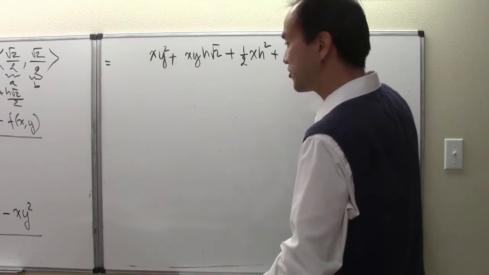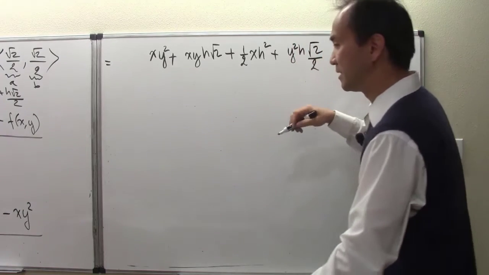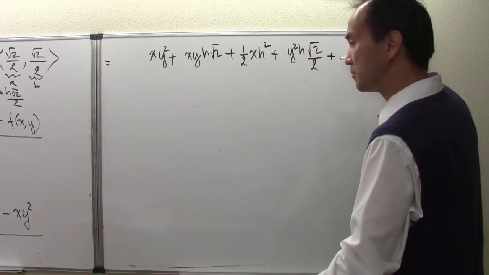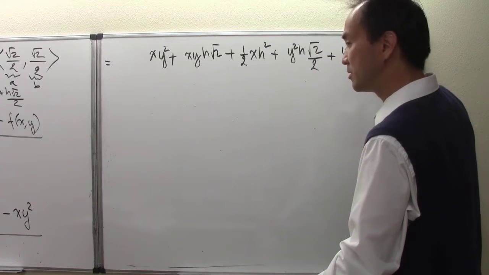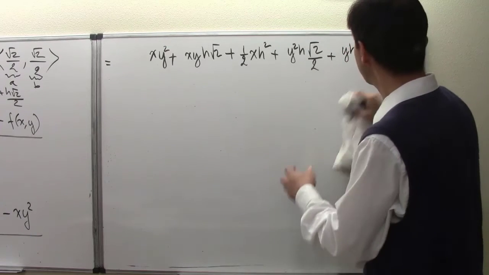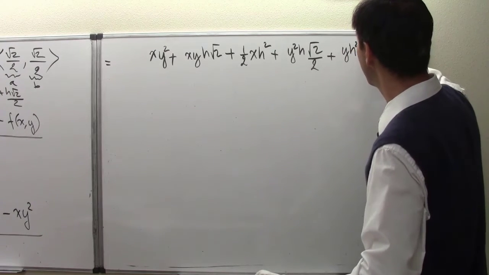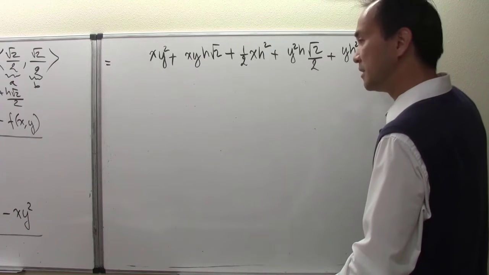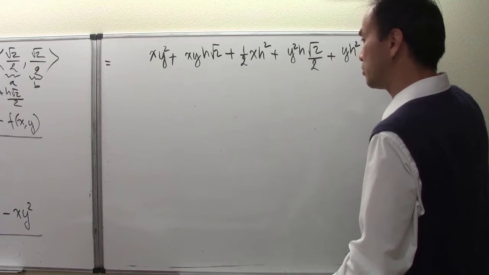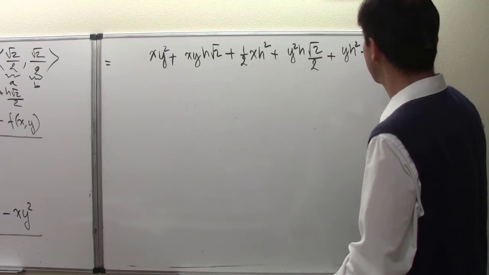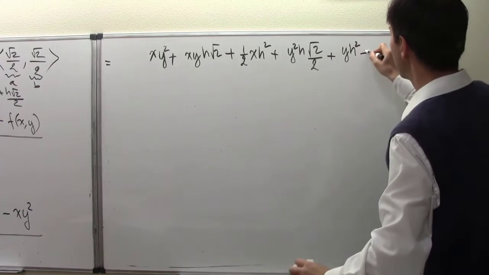And plus, now I'm looking at y squared h square root of 2 over 2, plus y h squared square root of 2, and indeed that's going to cancel out, so just y h squared, plus, and now I'm having an h cubed square root of 2 over 4. And then I'm subtracting. Let me write this a little smaller so that I have enough space.